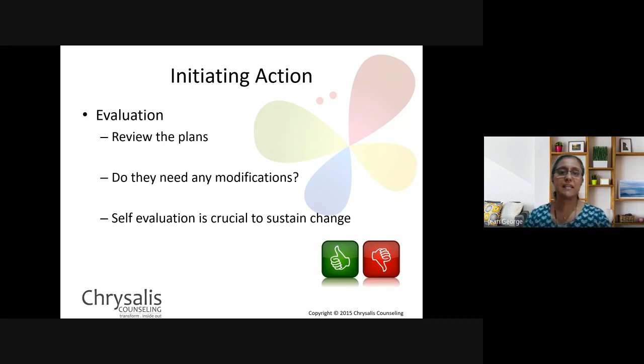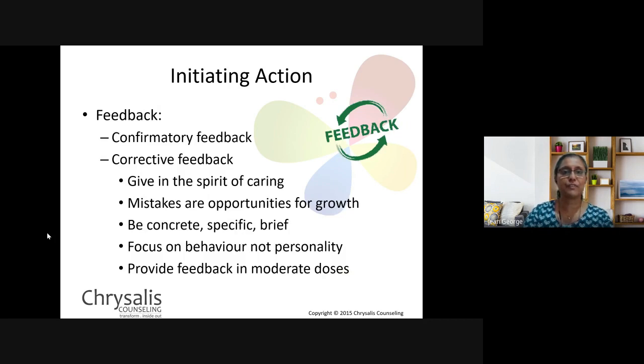And lastly is feedback, to be able to give them a confirmatory feedback or any kind of corrective feedback. And generally, let's say they come back, either they've done well or they haven't, you know, they've done what they wanted to do or they haven't. So here's where you're giving them either a confirmatory feedback that, hey, good job, well done, things went as per what you had decided, or a corrective feedback.